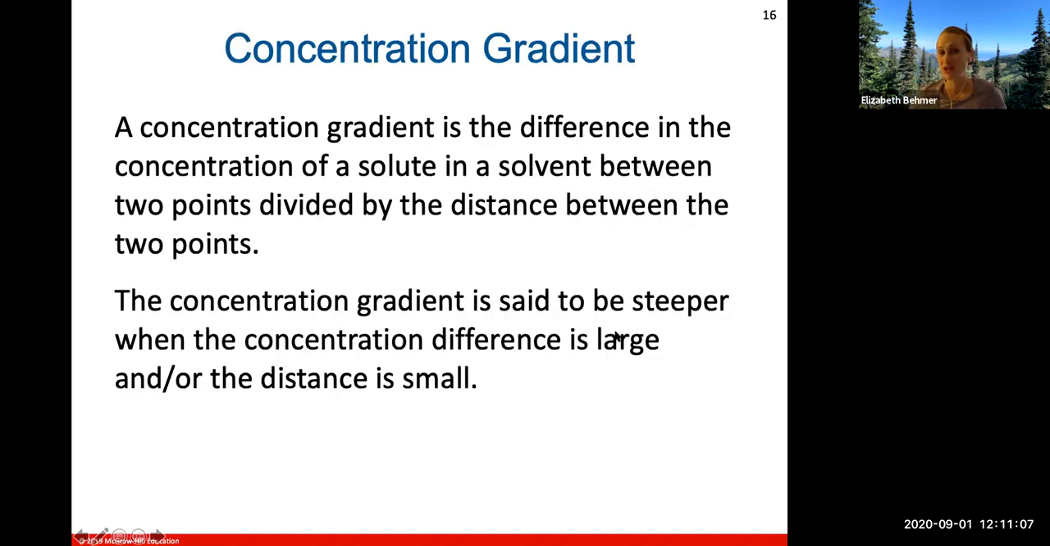The concentration gradient is the difference in concentration of a solute and a solvent between two points divided by the distance between the two points. What that just means is a concentration gradient is said to be steeper when the concentration difference is larger or the distance is smaller. So if we say the concentration gradient is very steep, that means there's just a higher concentration of the beginning solute particles.